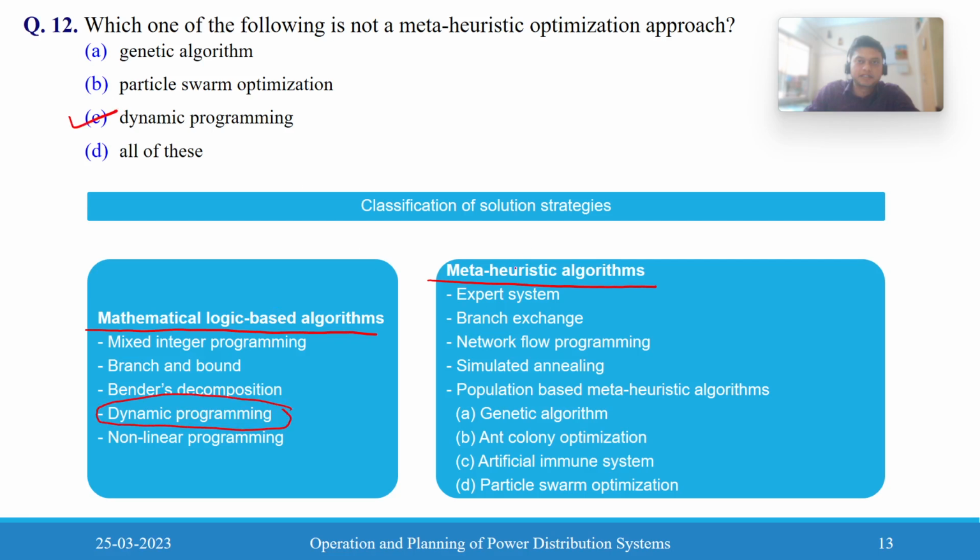If we see the meta-heuristic algorithms, some of them are expert systems, branch exchange, network flow programming, and simulated annealing. The population-based meta-heuristic algorithms are genetic algorithm, which is one of the widely used, ant colony optimization, artificial immune system, and particle swarm optimization, which is also one of the most widely used solution strategies for optimization problems.